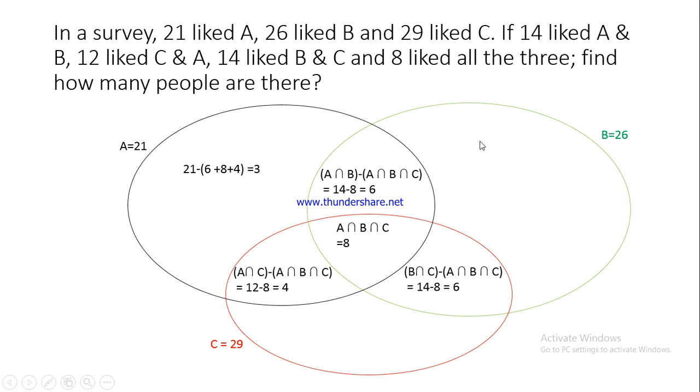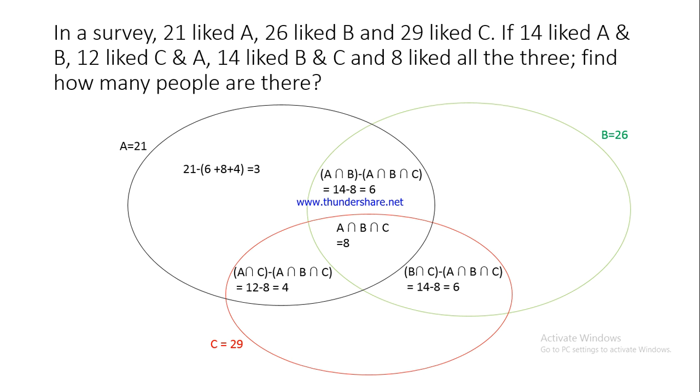Likewise, can you find out the value of this portion, this empty portion? And this is what is denoting only B, because the people who are here, have a look at the arrow. The people who are here, they are the ones who only like B, they don't like A, they don't like C.